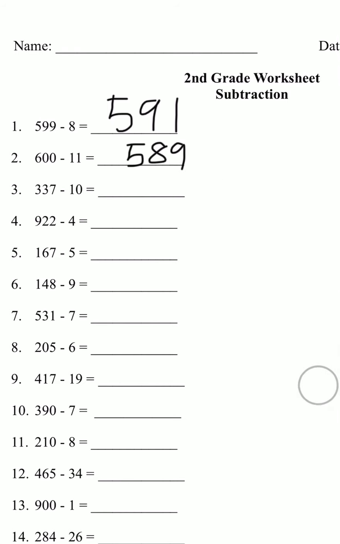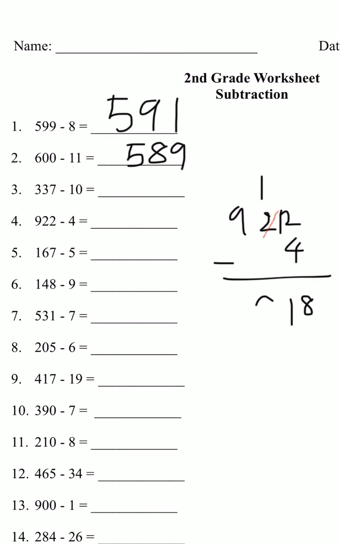Now let's do number 4. 922 minus 4. We're going to have to borrow 1/10 from our second digit. That is going to be a 1, sorry. And then now we have 12 over here. 12 minus 4 is 8, 9, 1, and then 9. So 918.